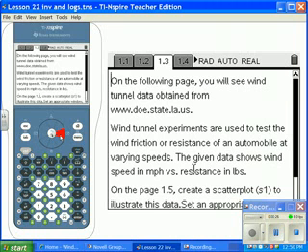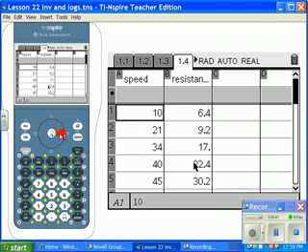So on the following page, we're going to see some data about a wind tunnel and an experiment on wind friction and resistance of an automobile at varying speeds. It gives speed in miles per hour and resistance in pounds. So let's take a look at the next page in the data. Notice that our domain is our speed and our range is our resistance. What we're going to do on the next page is create a scatter plot so that we can view this data and how it relates to each other.